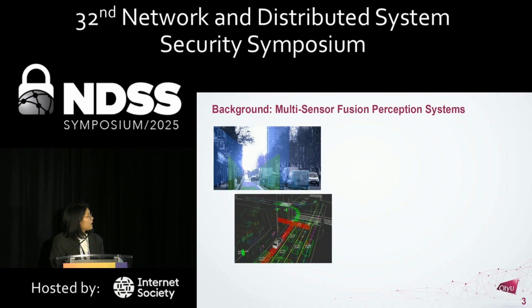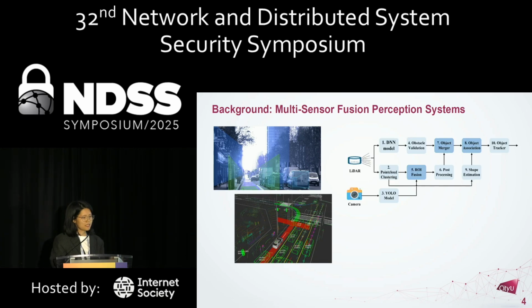Self-driving cars rely on perception systems to get information from their surroundings. With multi-sensor fusion technology, these cars can process data from sensors like LiDAR and camera in real time to figure out what objects are around them. But perception systems are not always perfect.